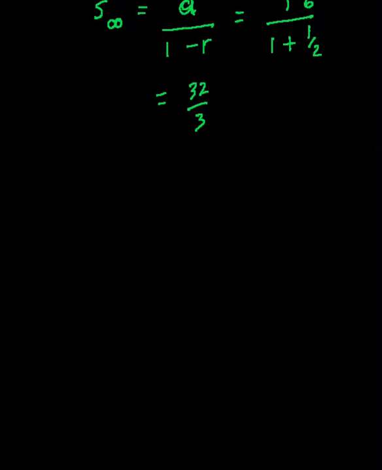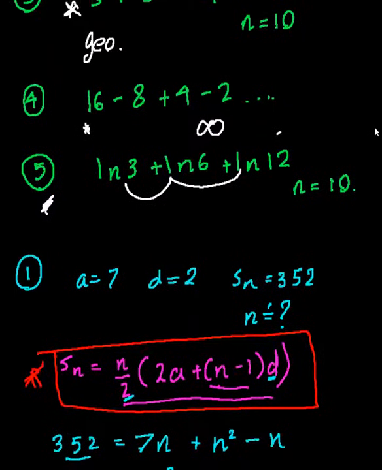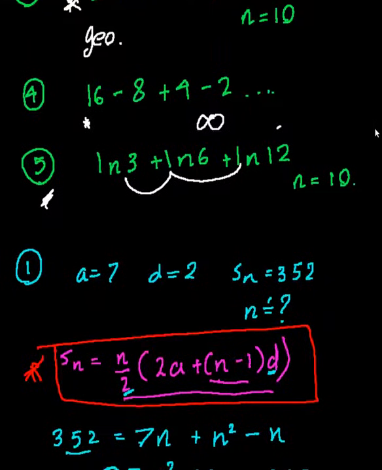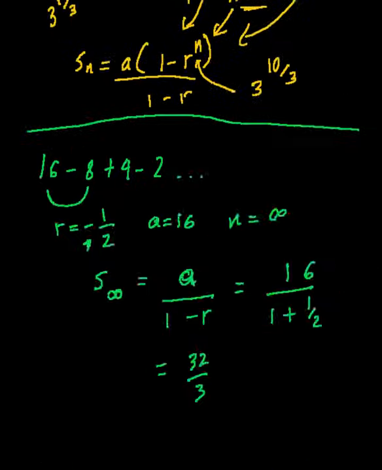Okay, so let's get to the more interesting, the most interesting question, I guess. So this one, ln is natural log, okay, so log base e. But what I want to do is sum up the 10 terms. Okay, let's write this down. So I have ln 3 plus ln 6 plus ln 12 and so on. Now if you thought this was a geometric series, it's not.